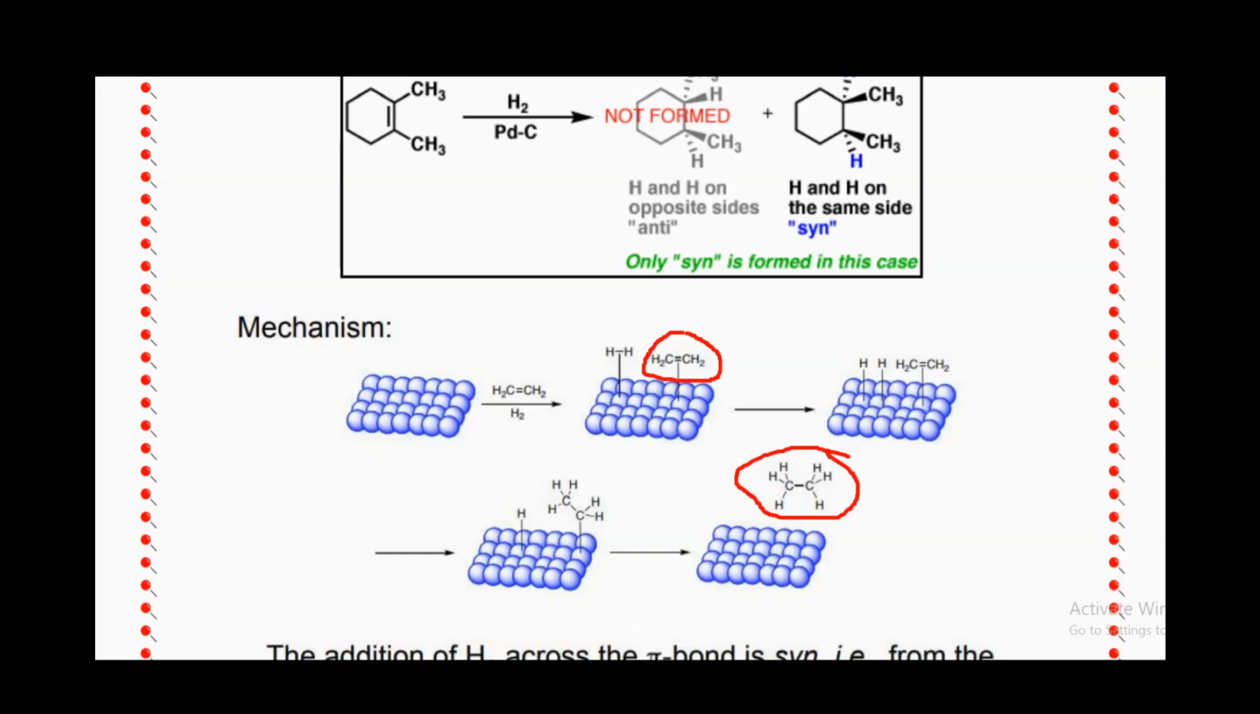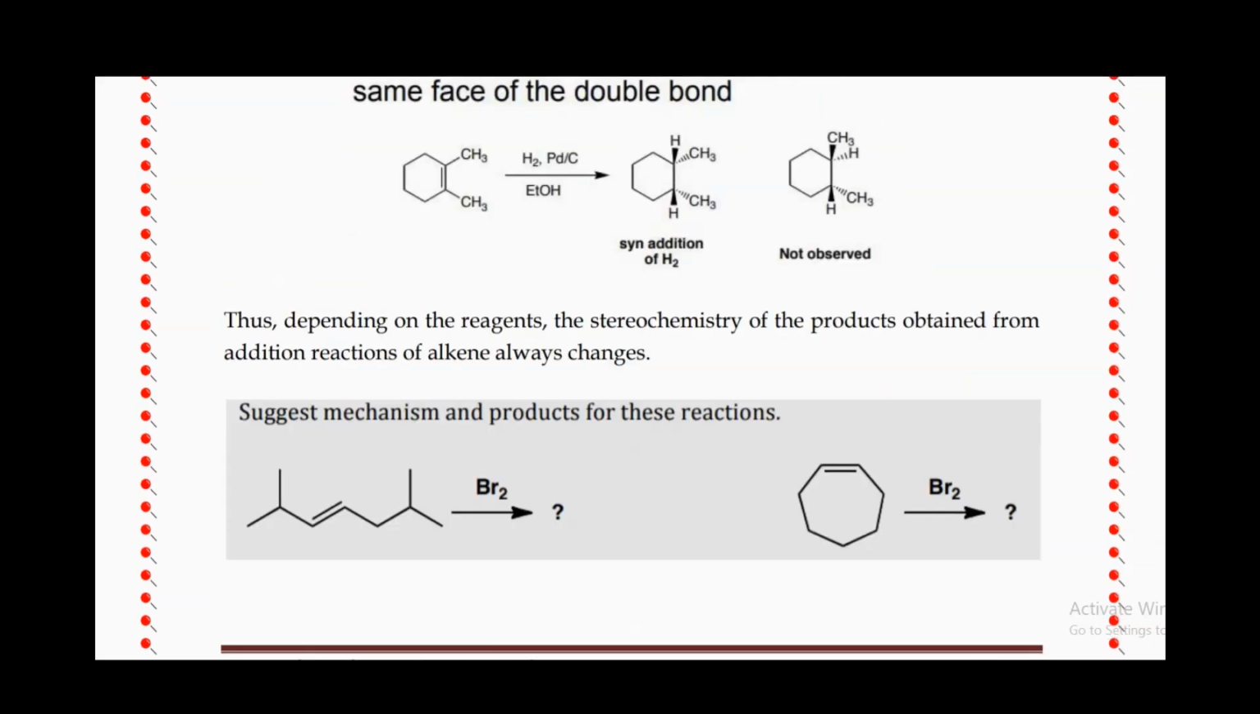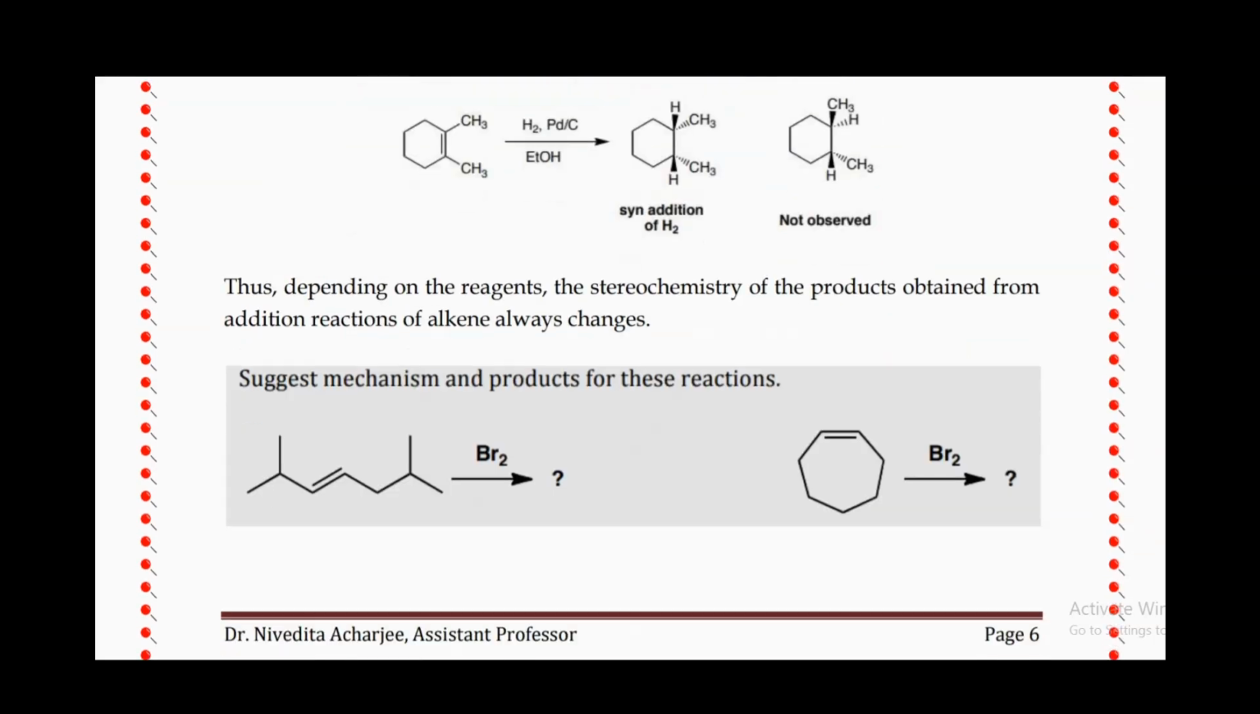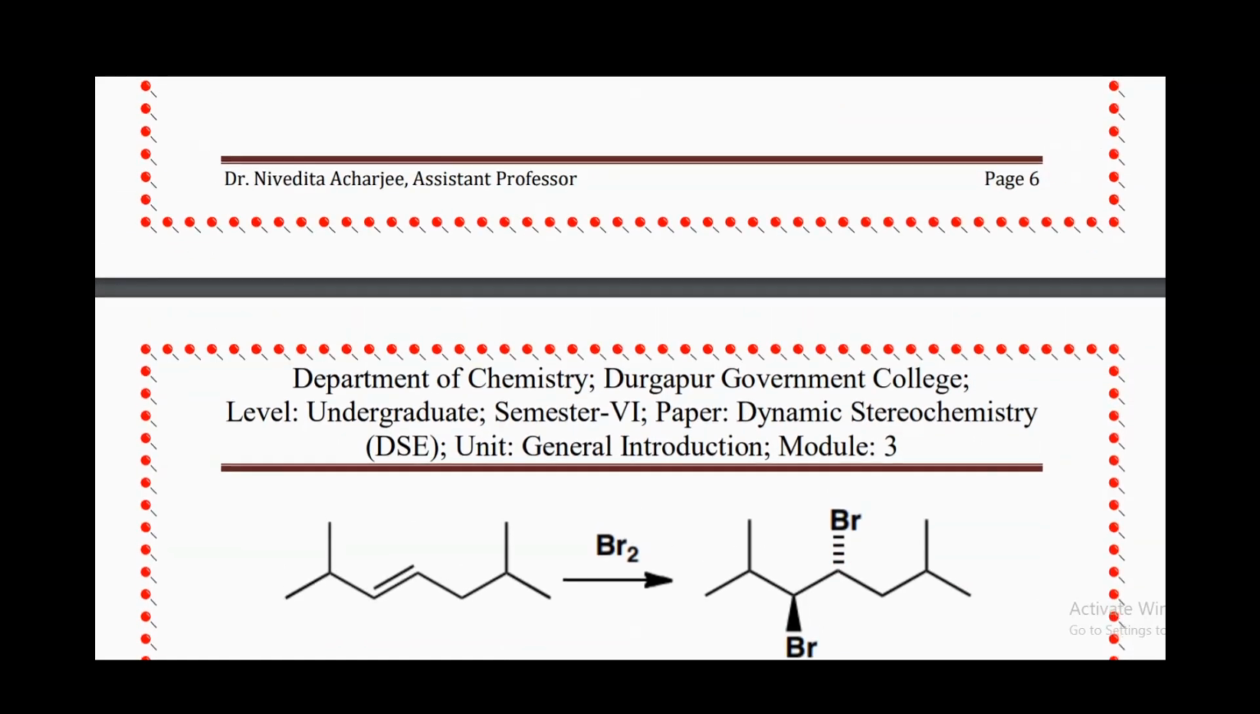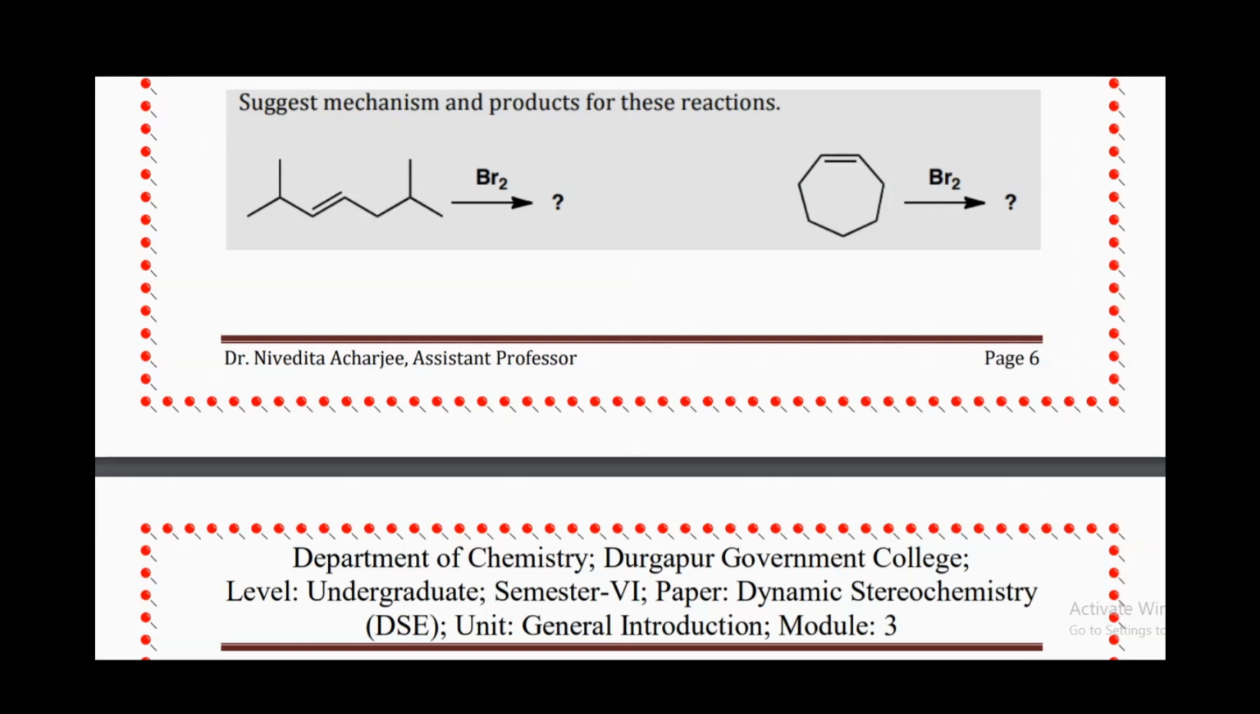So the addition across the H2 is actually seen. So the syn product is formed here and the anti-product is not formed here. So let me ask you two questions. What will be the mechanism of, as you can see, these two reactions?